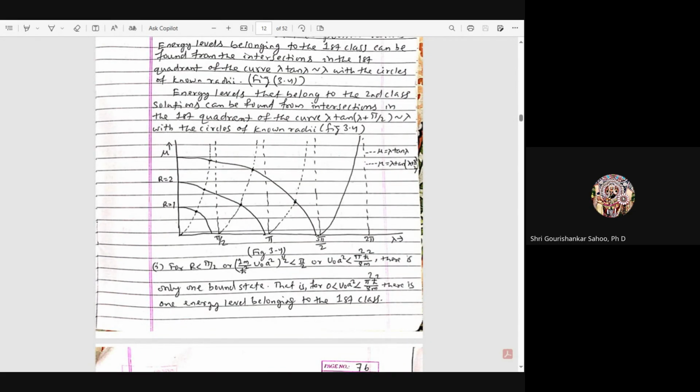You can see here on the x-axis there is lambda, and on the y-axis there is mu. On the x-axis lambda is represented in angles, and on the y-axis mu is represented by different values of r. So for r smaller than pi by 2, or 2m by h cross square u0 a square to the power half smaller than pi by 2, that is u0 a square smaller than pi square h cross square by 8m, there is only one bound state. That is, for 0 smaller than u0 a square smaller than pi square h cross square by 8m, there is one energy level belonging to the first class.